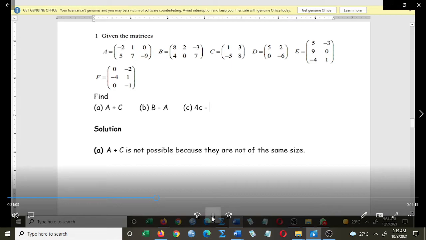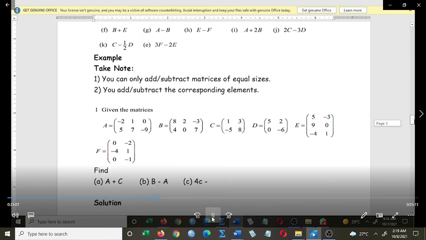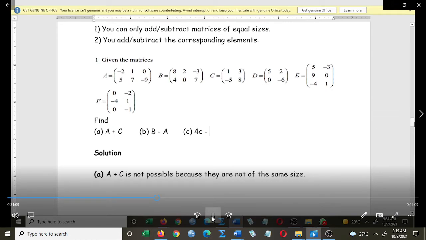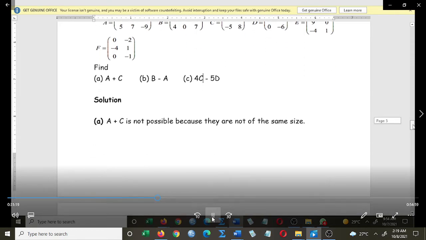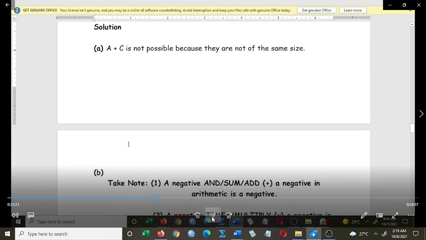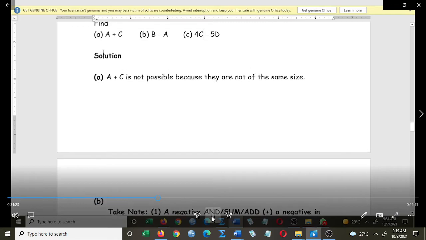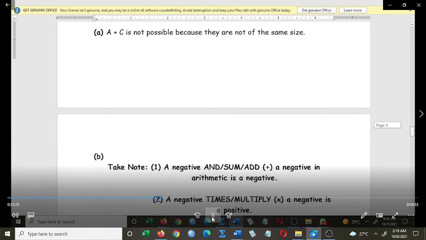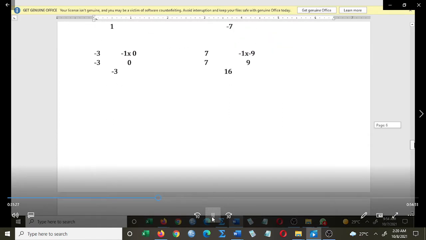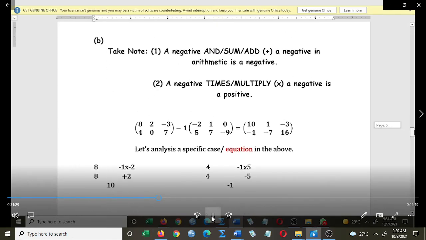minus 5D. 4C minus 5D. Let's do a 4C minus a 5D. So that is the solution for A. That is the solution for B. And this is the solution we are going to do for C. Let's carry it down.